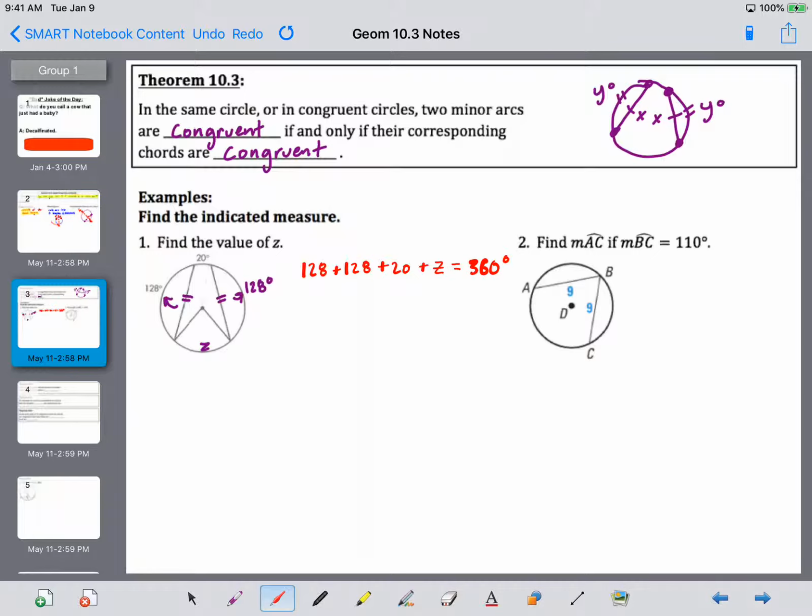So if we combine some like terms, this turns out to be 276 plus z is equal to 360. And then if we subtract 276, these will cancel, and we end up with z equals 84 degrees.